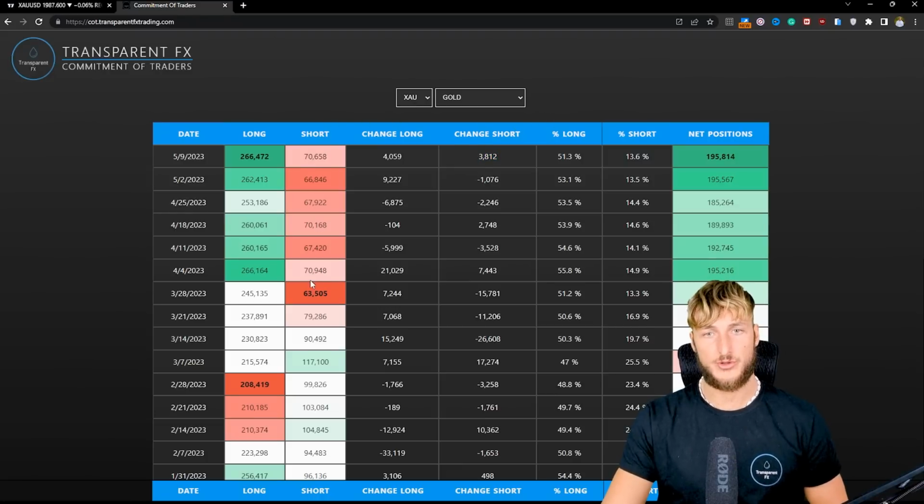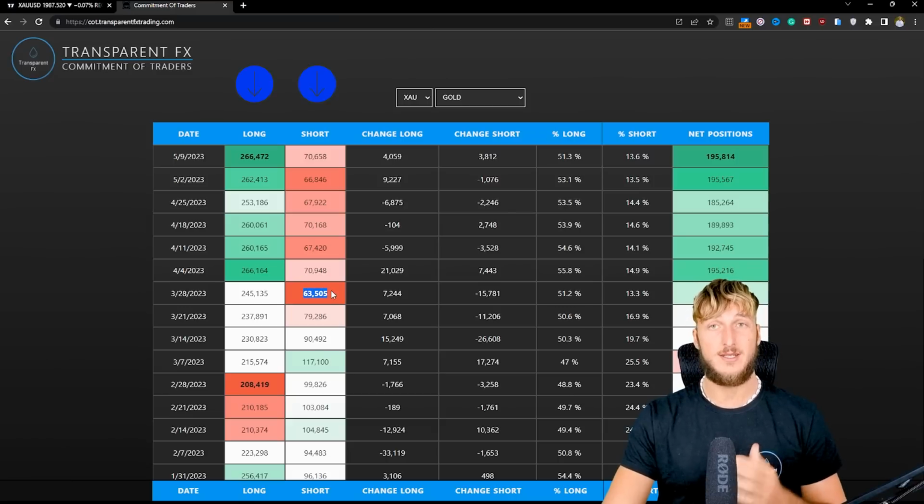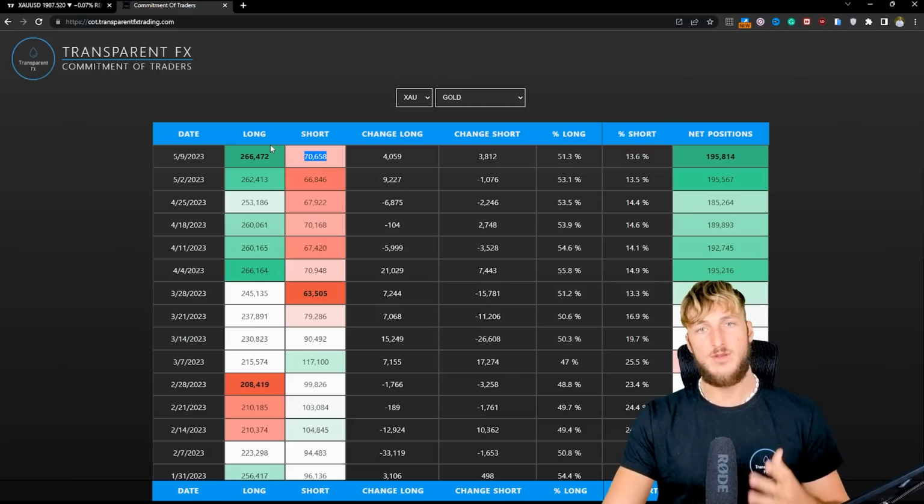Now, what we can also notice is that shorts have been increasing for quite a lot of time, going from 63K with the lowest level that we had. Currently, we're sitting at 70.6K shorts. So even though longs are still getting increased, shorts are getting increased at the same time.